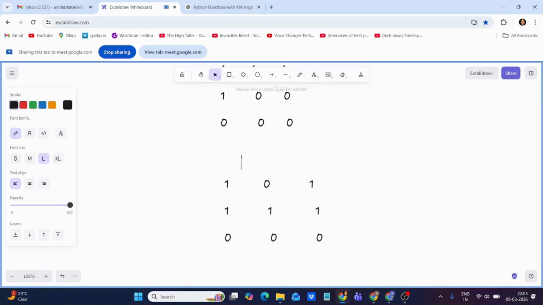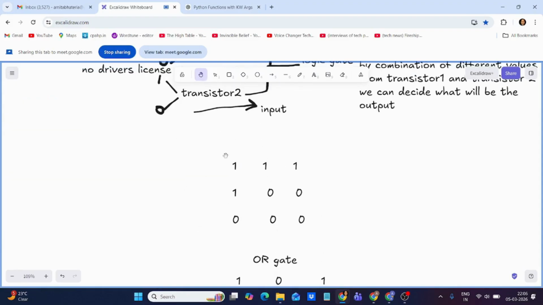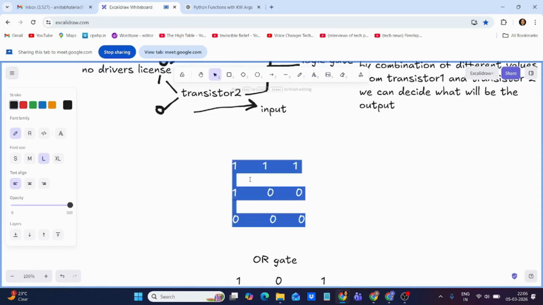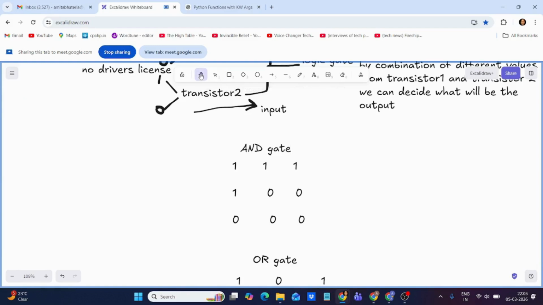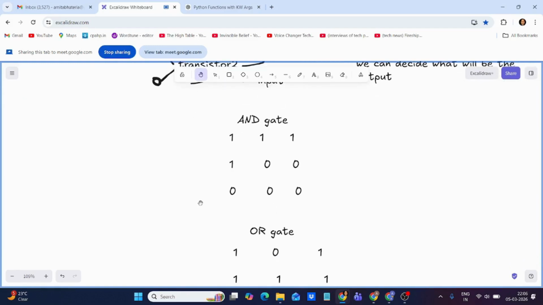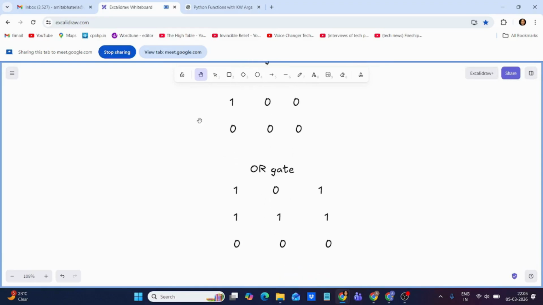So this is the Boolean table for the OR gate, right? And the next one is this one. This thing is the Boolean table for the AND gate. So this is called the AND gate. Got it? Right? So these are the truth tables for the AND gate and OR gate.